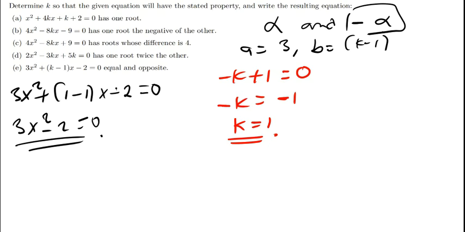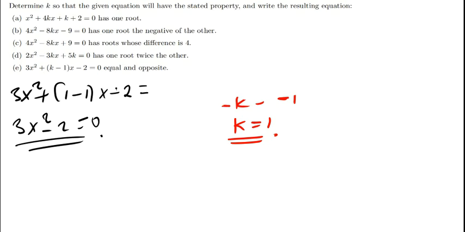Do you know that this question is basically the question we are solving? There is no difference between part B and part E, because part B is saying you have an equation that has one root the negative of the other. It's the same. Negative of the other is the same as opposite of the other.